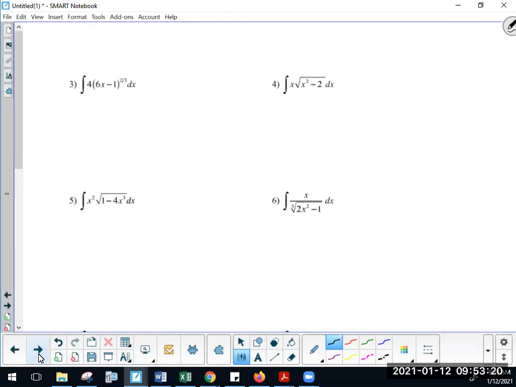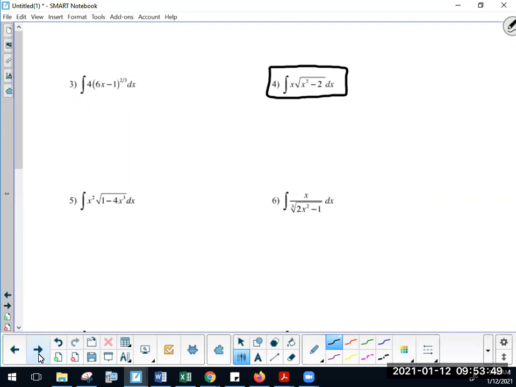Here is the first one we're going to look at. That is the antiderivative of x times the square root of the quantity x squared minus 2 with respect to x. So we start looking at it, and I'm going to throw you a bone. I'm going to tell you that we're going to use substitution here, okay?